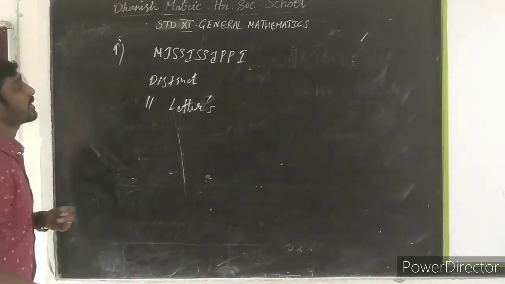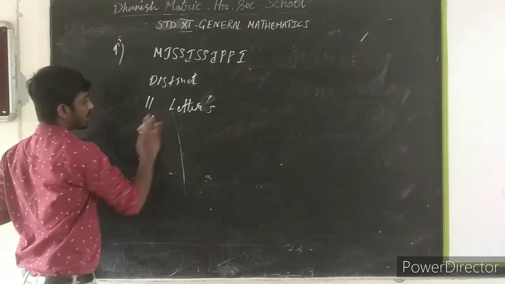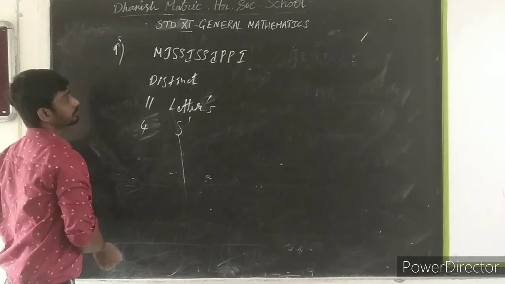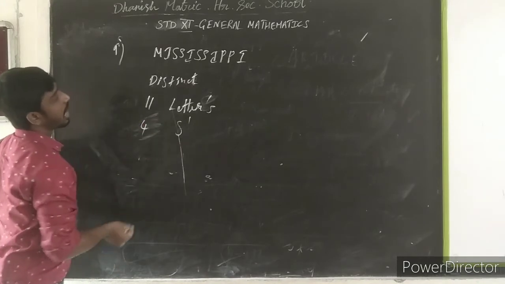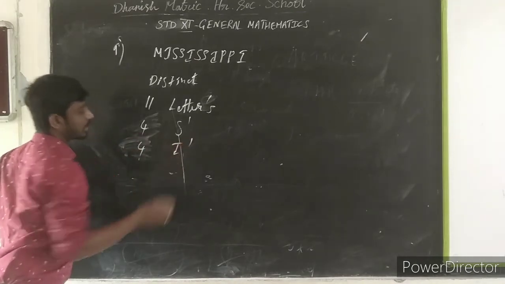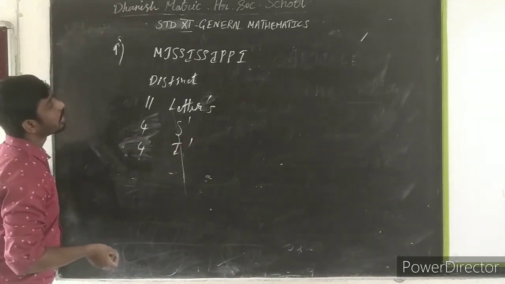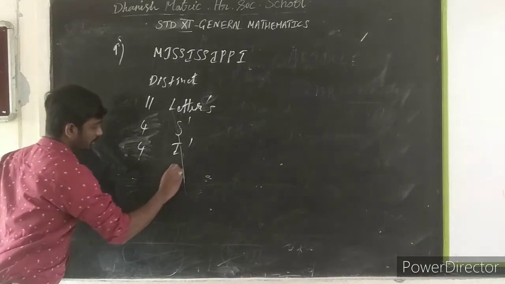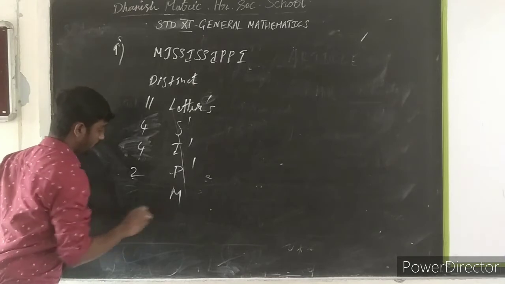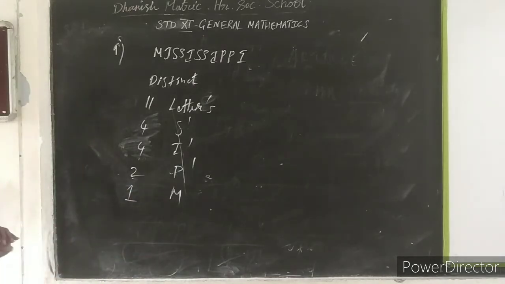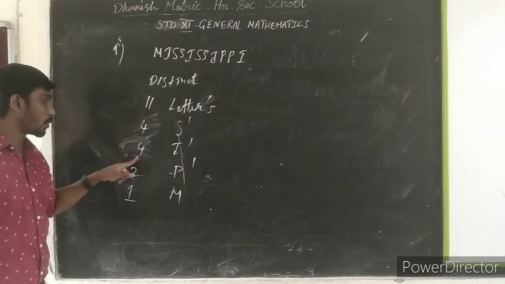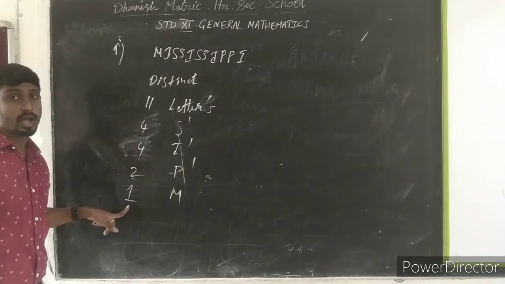So here we have S, that will be 4. Letter I is 4. Then letter P will be 2. And M is 1. So how many letters here? The total number of letters will be 11: 4 S, 4 I, 2 P and 1 M.